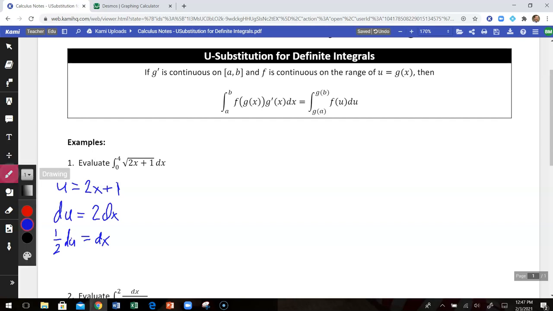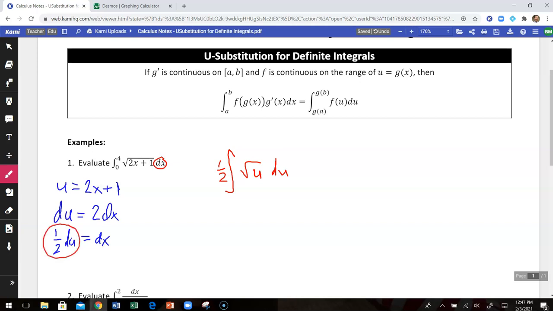Now with an indefinite integral, that's all we did, and then we went ahead and rewrote this and evaluated. So I'm going to do that part, but then I'm going to need to talk about something else that's going to change. So we have an integral. We now know that we're looking at the square root of u du, and we're going to put the 1/2 out front. So I'm replacing the dx with the 1/2 du, and I'm replacing the 2x plus 1 with just u.